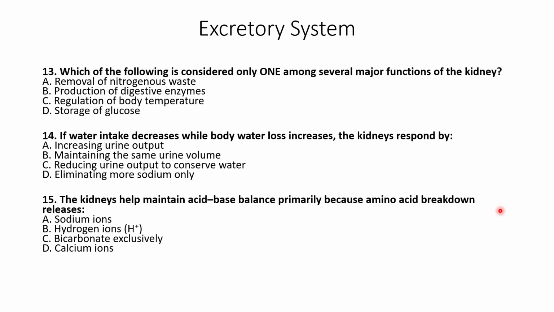So the correct answer here is hydrogen ions. So there is hydrogen ion release upon amino acid breakdown that directly helps with acid-base balance. Essentially, how it works is that when the amino acids are metabolized, especially the amino acids that contain sulfur, like methionine and cysteine, they generate non-volatile acids, which then release H plus ions. And so these H plus ions are secreted by the kidneys to maintain blood pH.